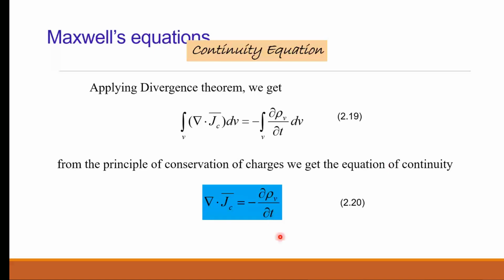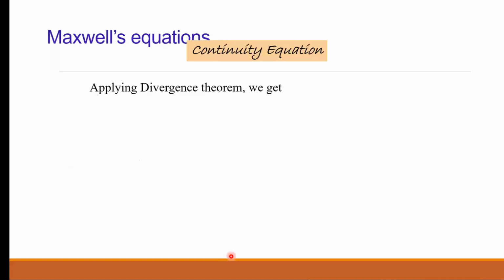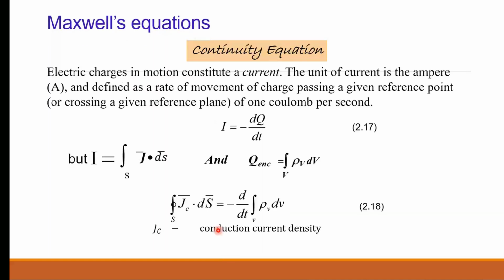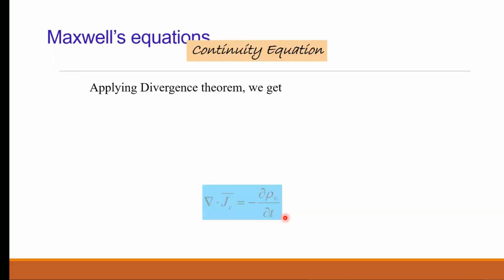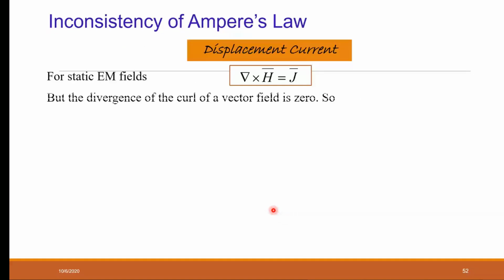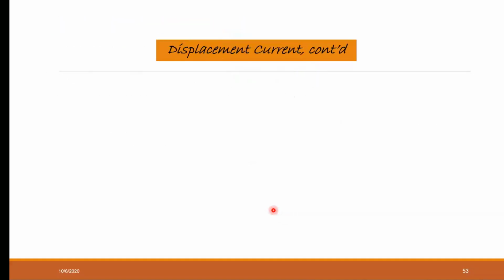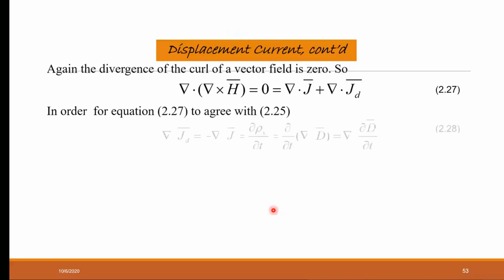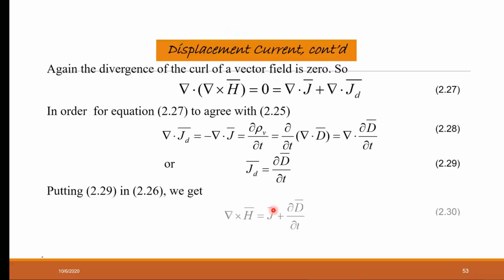This is the point form, and this is the previous equation. This equation is called the integral form. Closed integral of J dot ds is equal to minus dou by dou t of integral of rho v dv, the integral form of Maxwell's equation derived from the continuity equation for time varying fields. Gauss law for electric field, Gauss law for magnetic field, Ampere's law, Faraday's law, and the continuity equation. From these 5 equations, we have derived equations for time varying fields, Maxwell's equations for time varying fields.